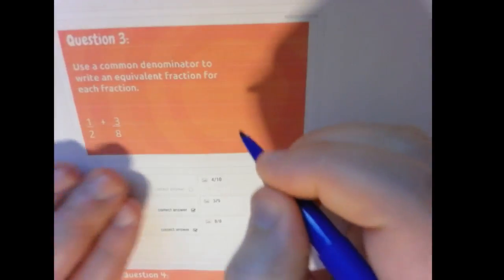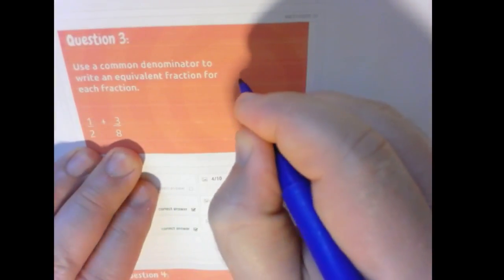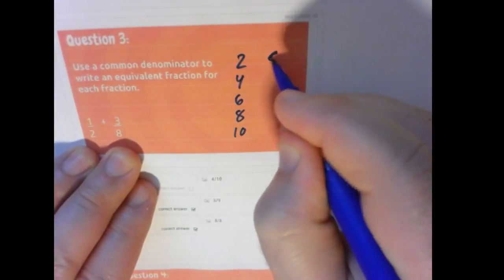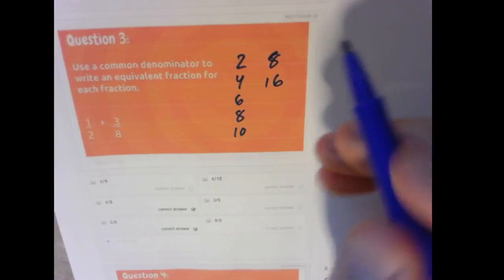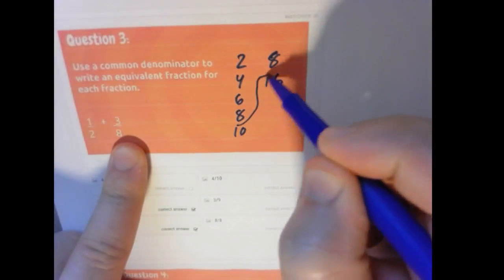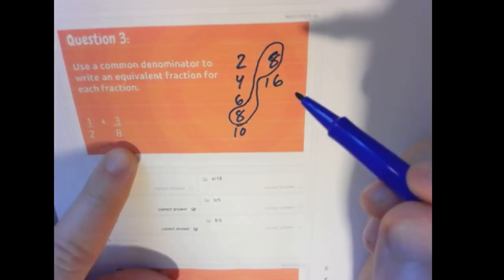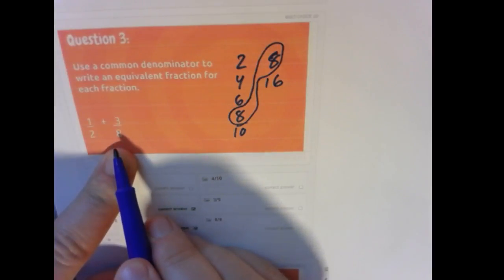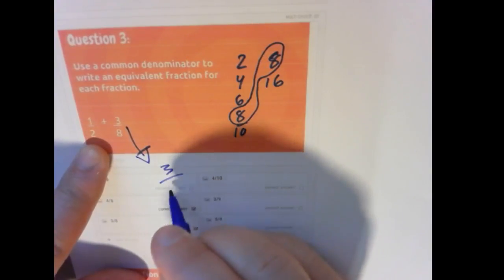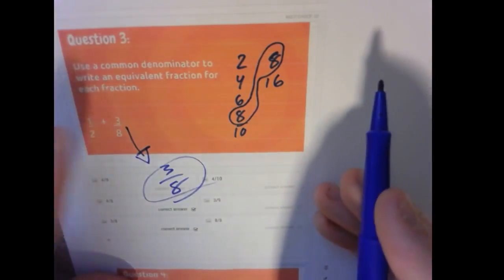All right, let's use a common denominator to write an equivalent fraction for each fraction. Same deal. So 2, 4, 6, 8, 10. Those are multiples of 2. Now let's do multiples of 8: 8, 16. So this is interesting. We are actually going to stay with 8 because that is the common multiple. In this case, we're only going to have to change one of these fractions. This is going to stay as 3 over 8. We just have to change this one.